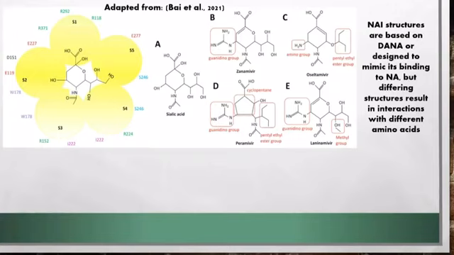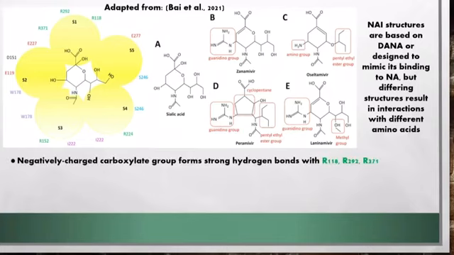So neuraminidase inhibitor structures are developed based on DANA or designed to mimic its binding to the neuraminidase, but differing structures result in interactions with different amino acids. All of these inhibitors with the negatively charged carboxylate group are able to form strong hydrogen bond interactions with subsite 1, which consists of arginine 118, 292, and 371.